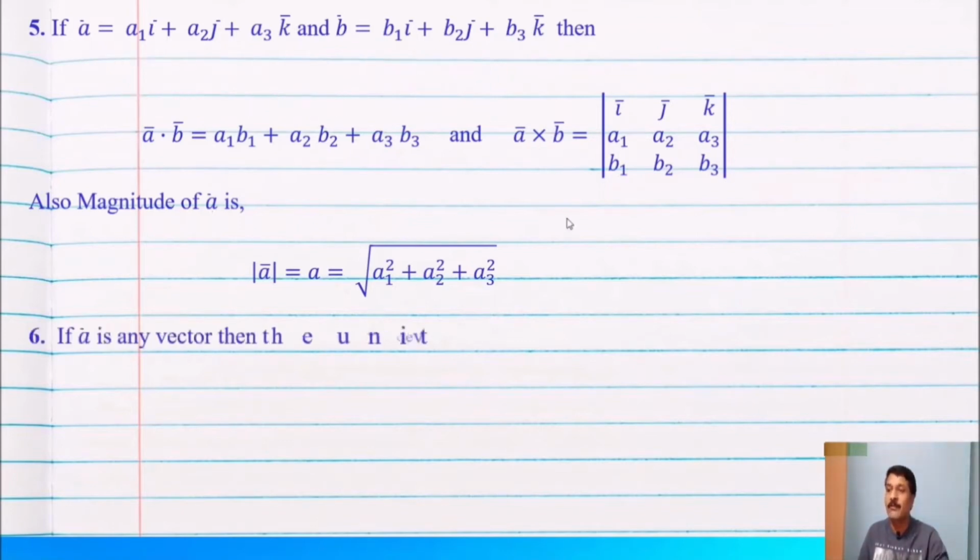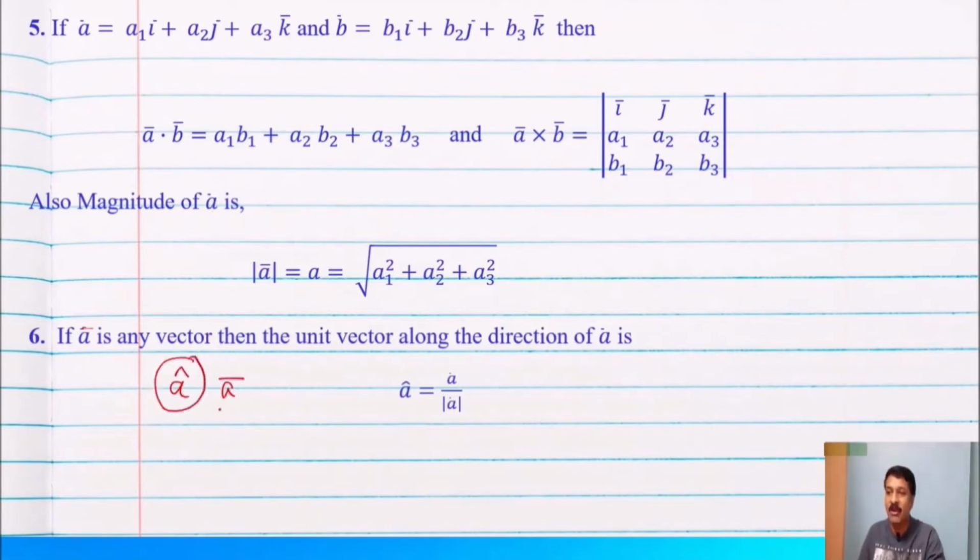Also you remember that if A is any vector, then the unit vector along the vector A is denoted by a cap. How? This is vector A, and the unit vector along this vector A is denoted by a cap, and it is given by vector A upon mod of vector A.